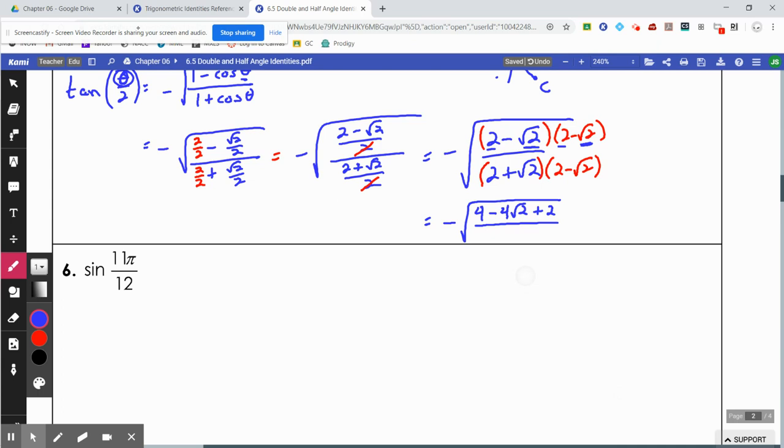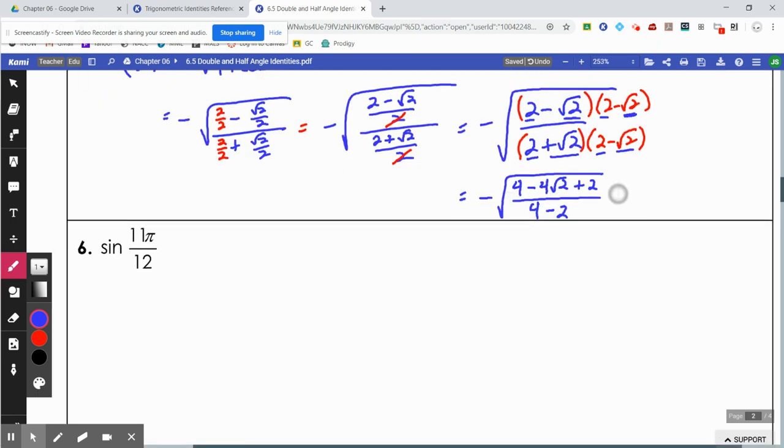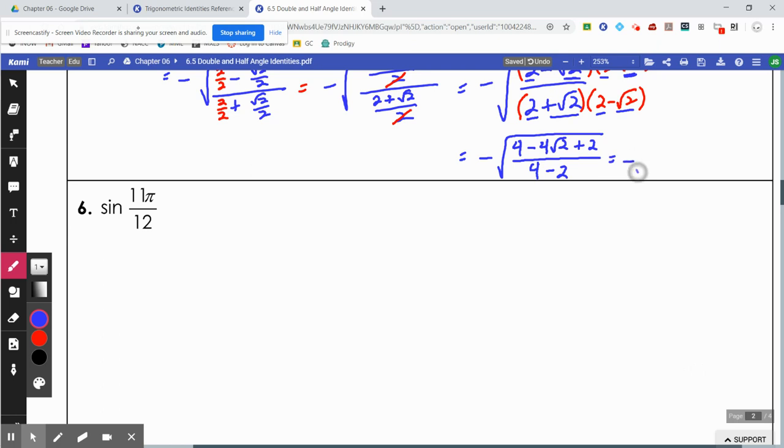On bottom, to multiply conjugates, you're going to do 2 times 2 is 4, and then positive root 2 times negative root 2 will be a negative 2. So we've nearly got it cleaned up now. On top, you have the negative square root. 4 and 2 gives you 6 minus 4 root 2, all over 4 minus 2, which is 2. So let's come over here and write our final answer. Divide each of those by 2. That's going to be the negative square root. 6 divided by 2 is 3. Minus 4 root 2 divided by 2 would be 2 root 2.